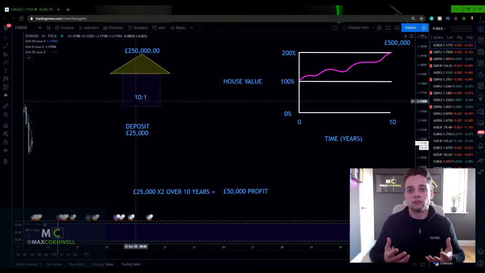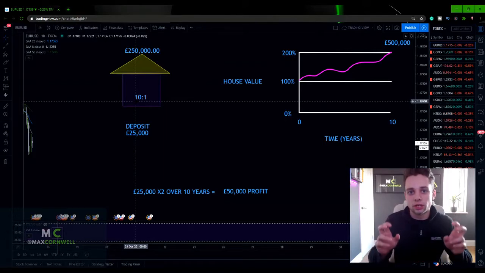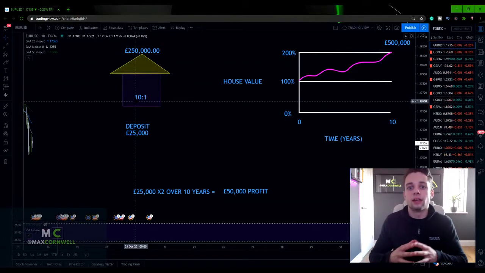And this effectively is what happens in the Forex market when we use leverage with our broker. We put down a small amount that's called margin. So that is our deposit. The margin is our deposit. And then the broker allows us to control a much larger sum of money to trade with.